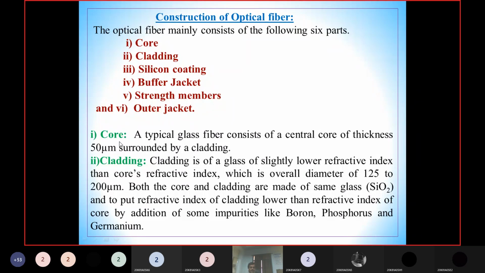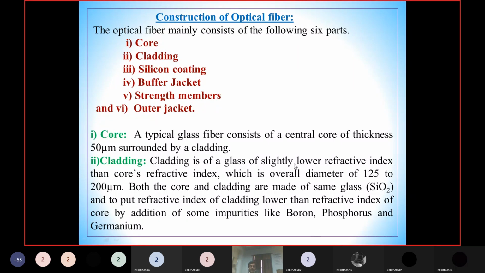So what are their uses? Now, at the center, the core will be present. Typically, a glass fiber consists of a central core of thickness just 50 micrometer, surrounded by cladding. Generally we use glass material; in some cases we can also use plastic, but in most cases we use glass material as the core material. Its thickness is very small, generally just 50 micrometer.